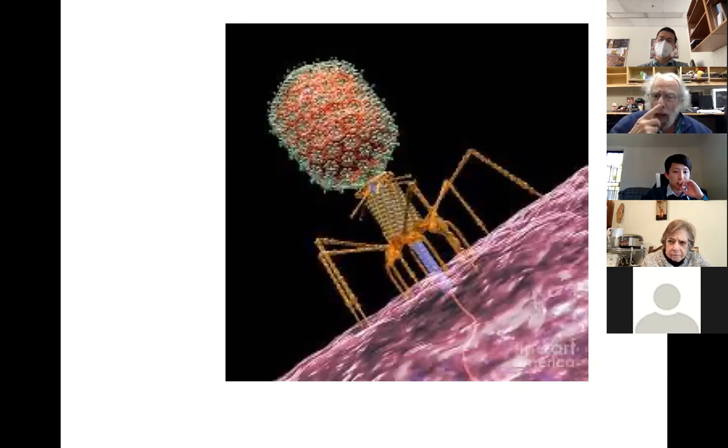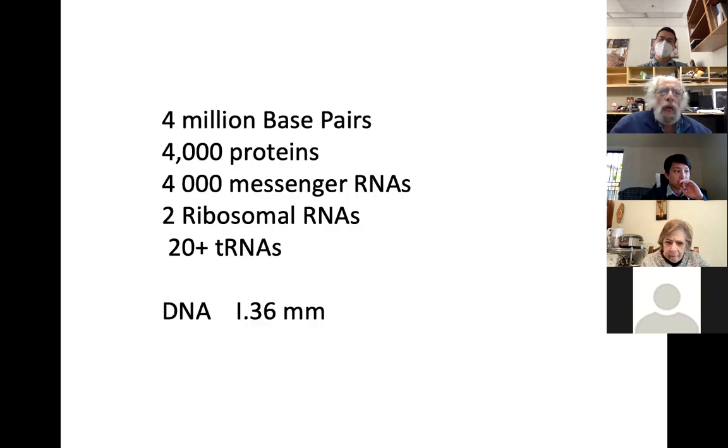Now, the thing you should recognize here is the DNA that's injected into the E. coli is coding for T4, all its proteins, and also for its DNA. So what is E. coli? It's 4 million base pairs in its DNA, 4,000 proteins, 4,000 messenger RNAs, 2 ribosomal RNAs, 20 plus tRNAs, and the DNA is 1.36 millimeters long.